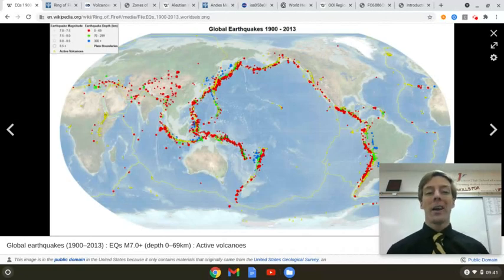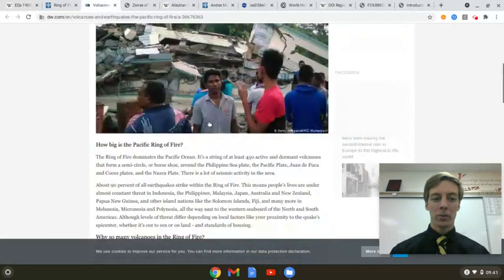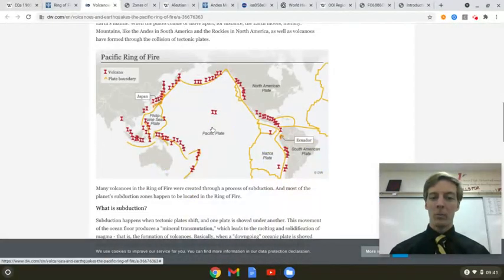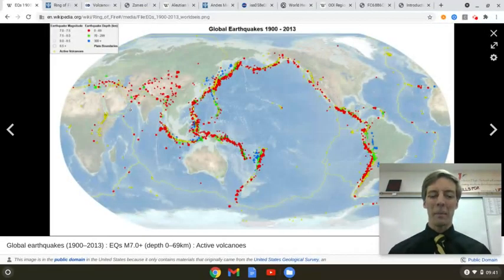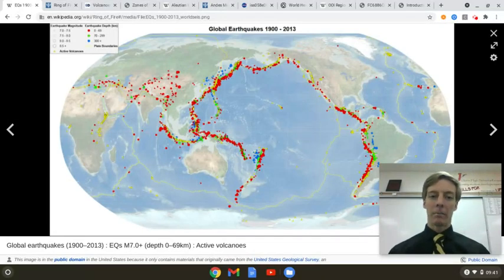You know, there are over 800 active volcanoes in the world, and here's a map of global earthquakes, not of volcanoes. Here you go. This is active volcanoes, but this is just the Pacific plate. This is a better map. This structure right here is the Ring of Fire.